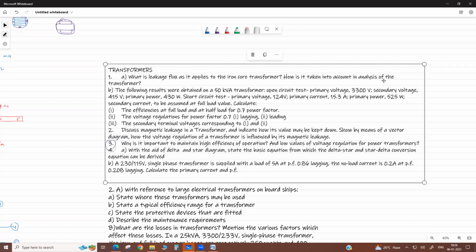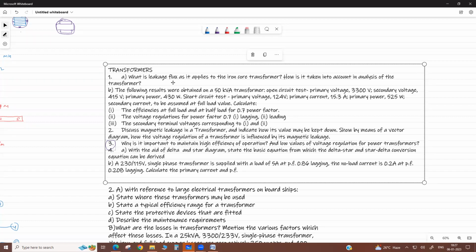Actually, it is in the analysis of the transformer only. In the analysis of a transformer, we test the performance. What is the analysis parameter? Efficiency and voltage regulation. Correct. The same question is the third also: why is it important to maintain high efficiency and a low value of voltage regulation? If leakage flux is low, meaning leakage reactance is low, then voltage regulation is good. Good means low value.